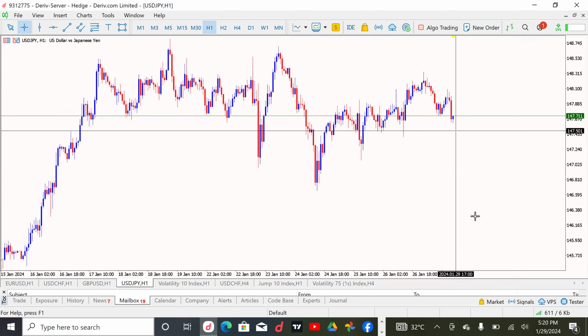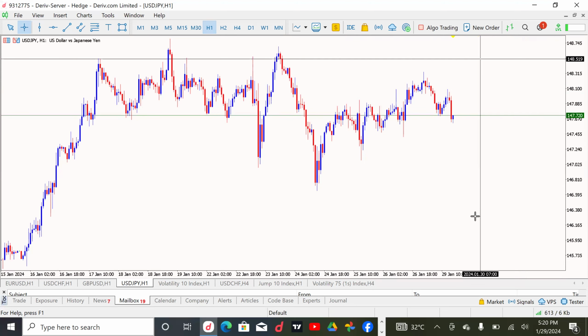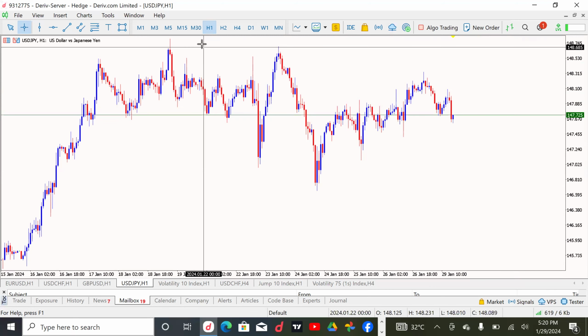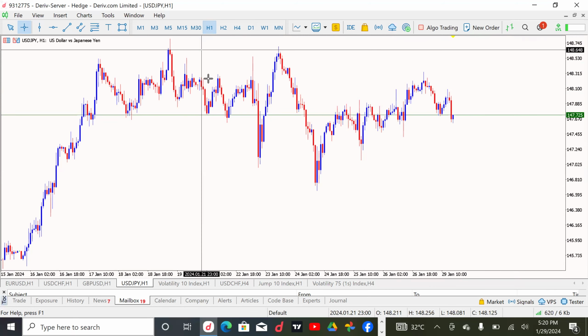That is all for today, and I just want to elaborate more on what I was saying based on the market structure. This is the ranging market. You can see this is the ranging market, and that is what price was saying.